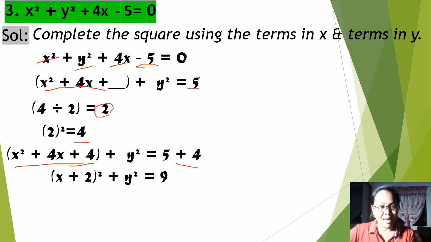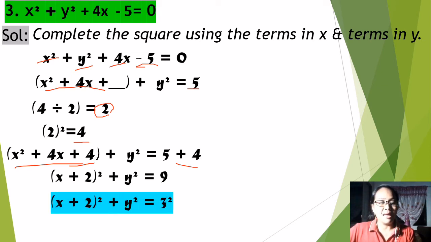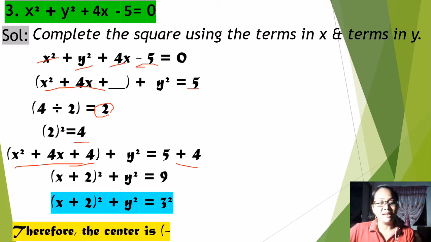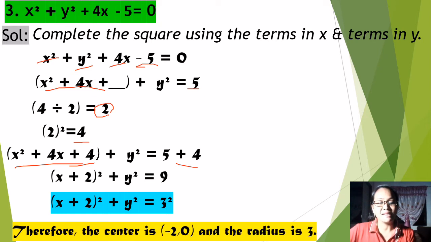Next, ang 9 ay pwedeng isulat in exponential form since it is a perfect square. Okay, so we have now (x plus 2) squared plus y squared is equal to 3 times 3 is 9, or 3 squared. Therefore, our center is negative 2 and 0 and the radius is 3.